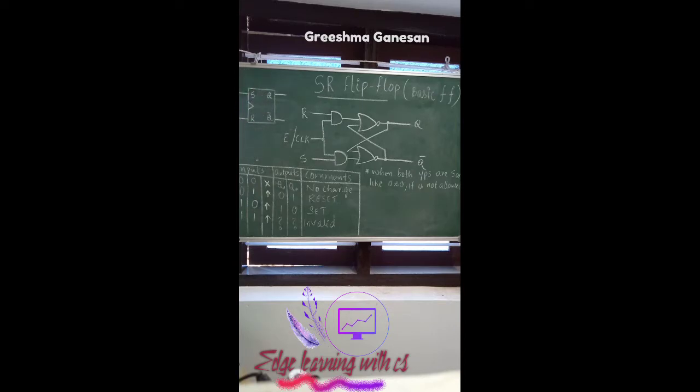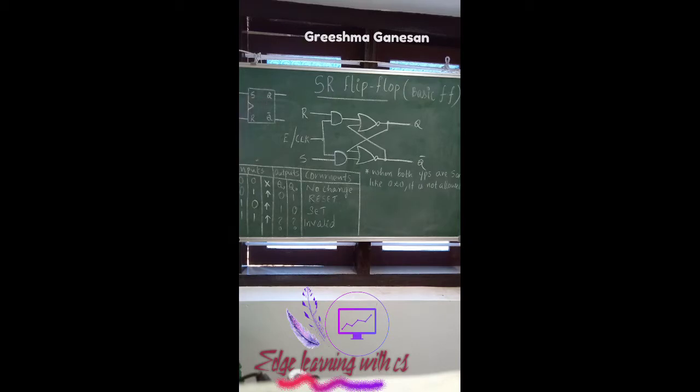In this diagram, we have two inputs, input S and input R. S stands for set and R stands for reset. If you are using the set case, then your value will be 1. If you are resetting it, then your value will be 0. R, or reset, means your value will be 0.